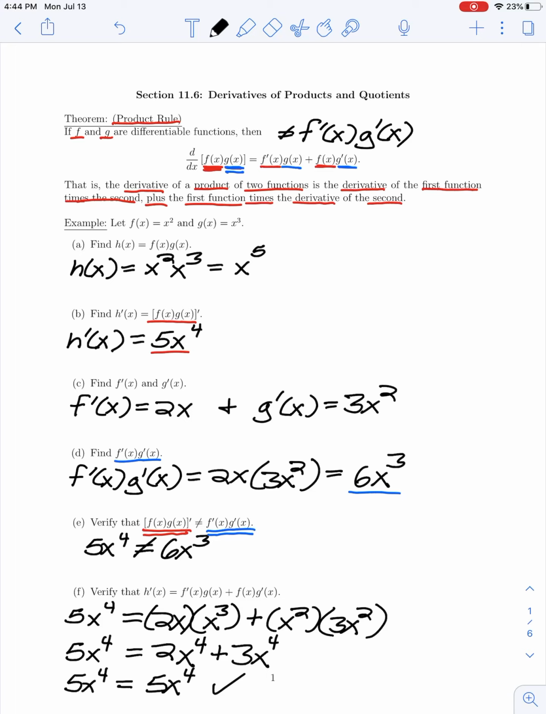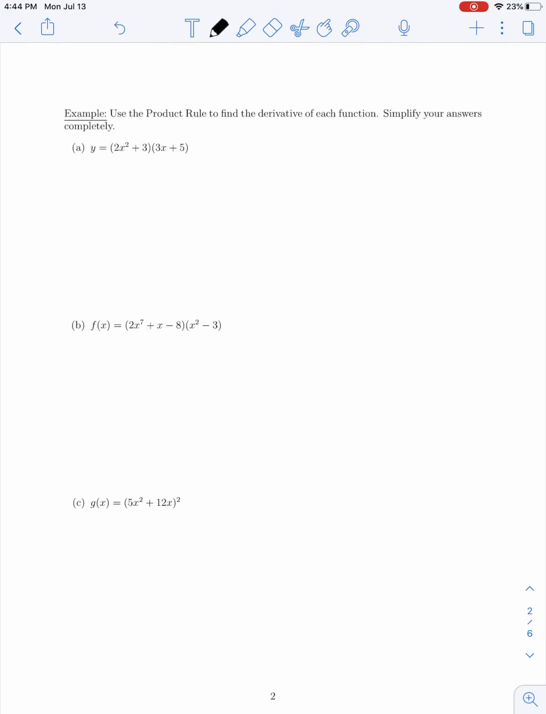So we see in this example that our formula that we had stated in the product rule is valid for these functions. And so that rule holds in general, not just for these specific functions, f and g. So now that we have this technique for finding a derivative of a product of functions, let's look at some examples. So in this next example, we are told to use the product rule to find the derivative of each function and simplify our answer completely.